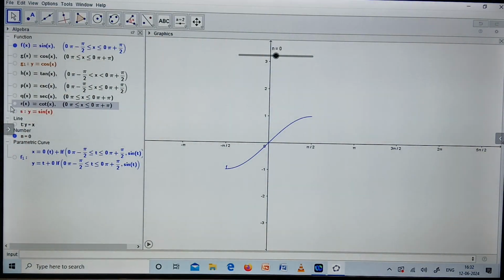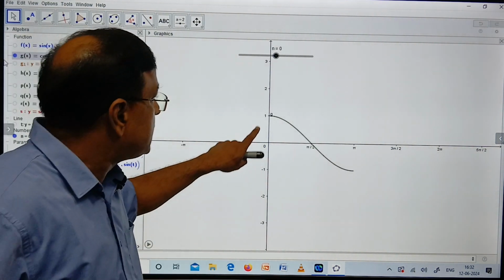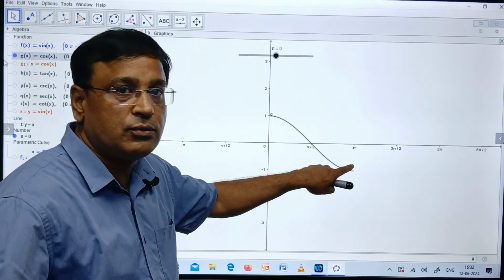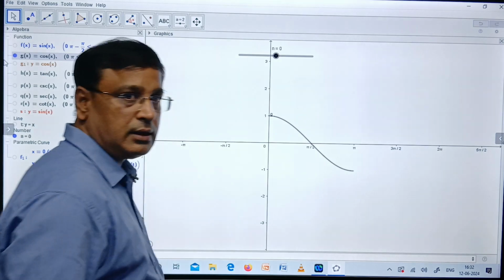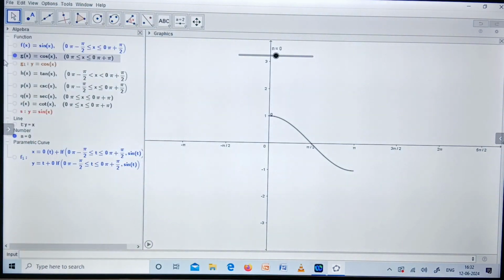Look at cos. The maximum value is 1, minimum value is minus 1, so closed interval minus 1 comma 1, and it is from 0 to pi. Closed interval 0 to pi.